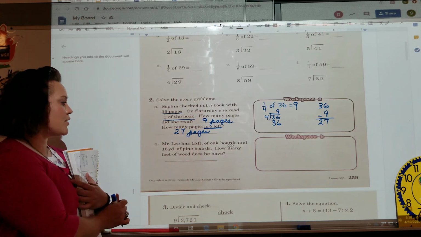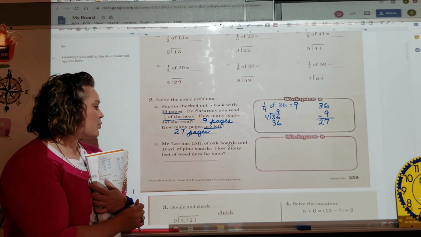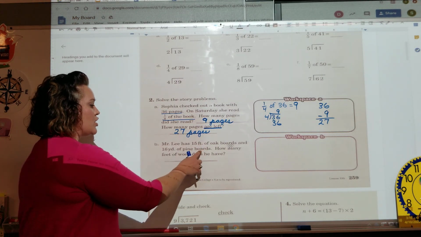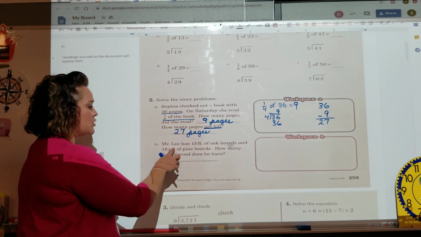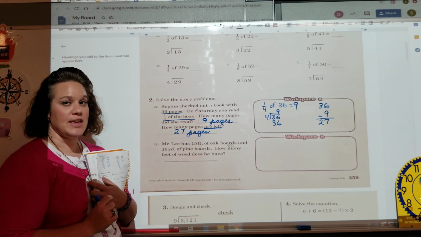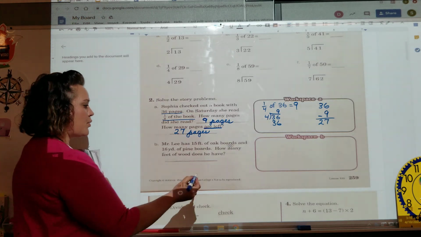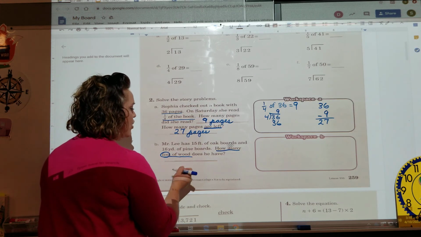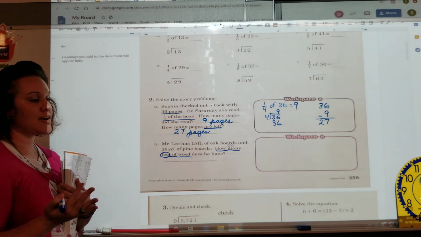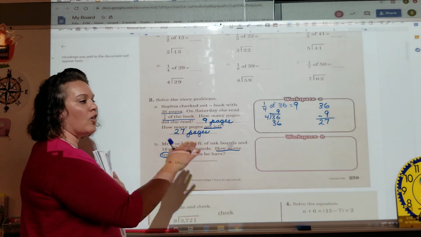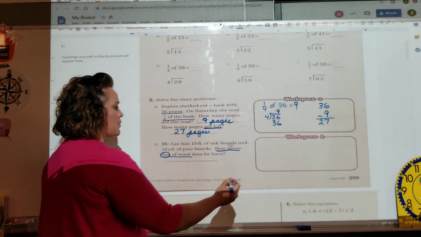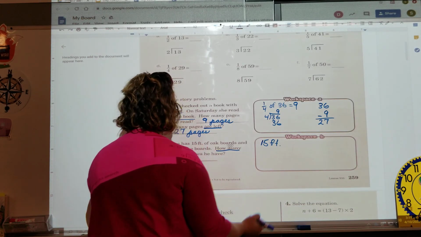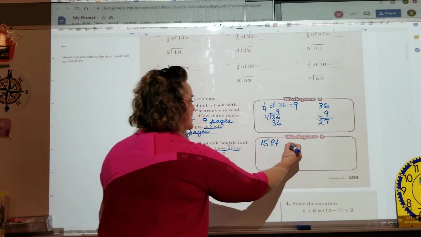Now Mr. Lee in our second one has 15 feet of oak boards and 16 yards of pine boards. So we have right here 2 different kinds of wood, 2 different kinds of measurements. How many feet of wood does he have? This is important. This is our question. How many feet, that one's very important, of wood does he have? So it doesn't matter which kind of wood. We just want to know all of the wood. How much wood does he have? So we have 15 feet, and we are adding how much? 16 yards.